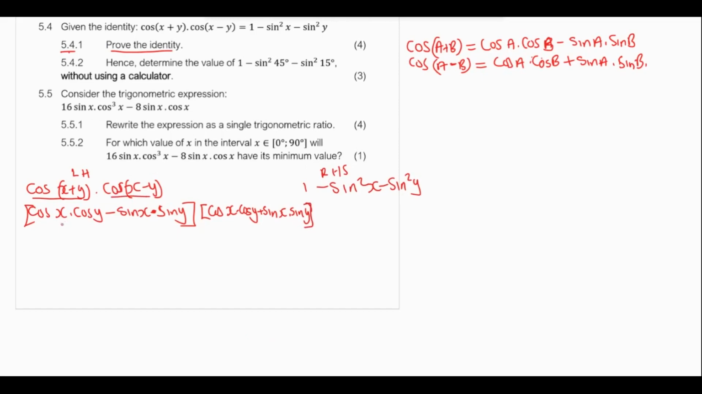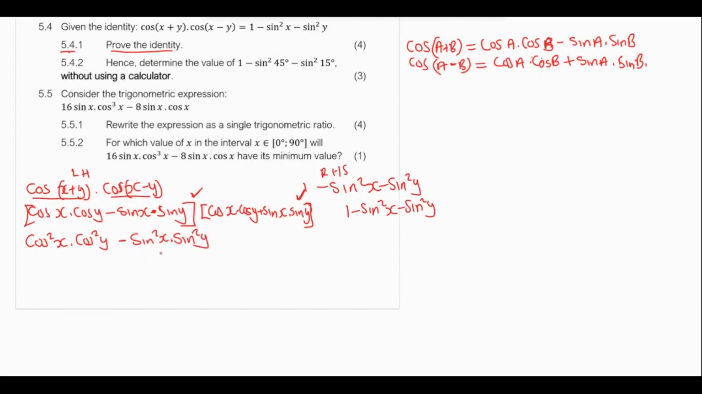So now, if you check these two, it's actually a difference of two squares. The right-hand side is still 1 − sin²x − sin²y. But if you check this one, it's a difference of two squares. So let's multiply these two brackets, which will give us cos²x times cos²y minus sin²x sin²y.